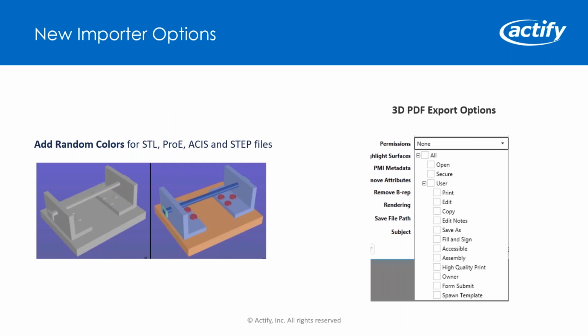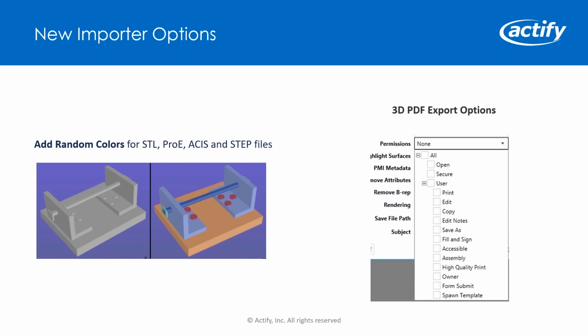Moving on to new importer options. Another importer option we have is the ability to add a random color generator to file formats such as STL, ProE, and STEP files. This is valuable to help identify different components rather than coming in as a unified gray object.